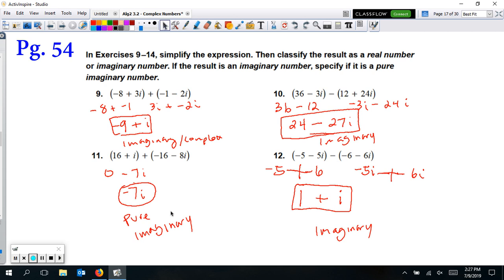So the only one that was pure imaginary was this one here. There was nothing here that was just real. The only way it would be real is if the imaginary parts canceled each other out and you were only left with a real number, then that would have been real.